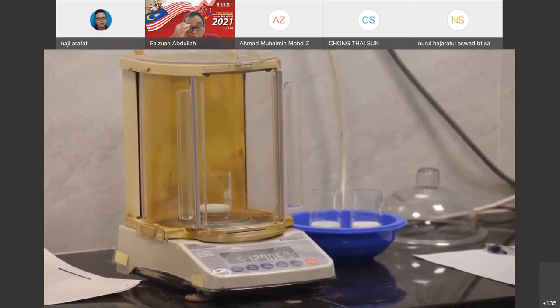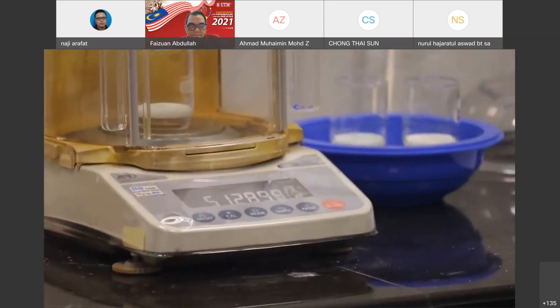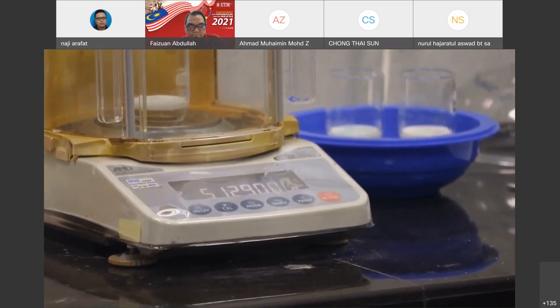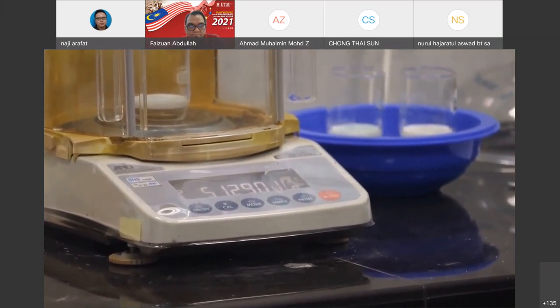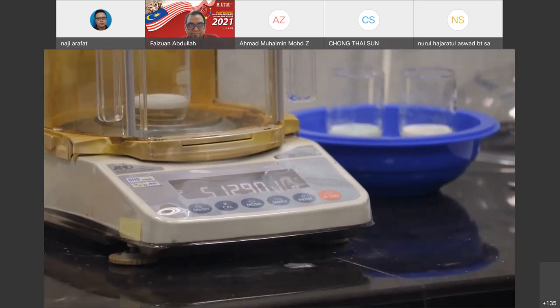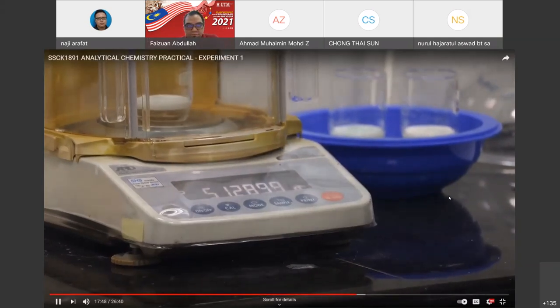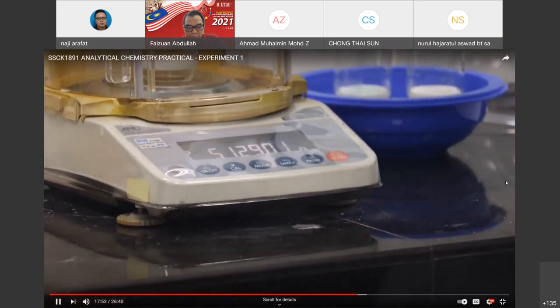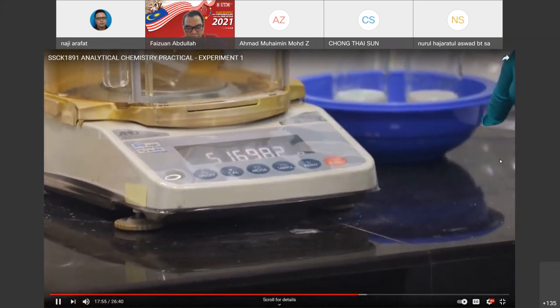Now, wait until the number becomes constant. Look at the number, right? So it's still moving. Wait until it stops. Okay, now you can see that it is stopping, and the weight of the first crucible is 5.129 grams. Right, I'm going to record that and transfer back the first crucible into the desiccator, followed by the second one.